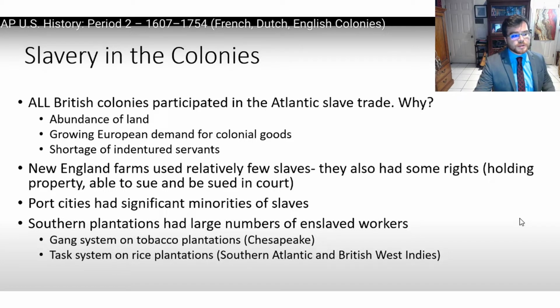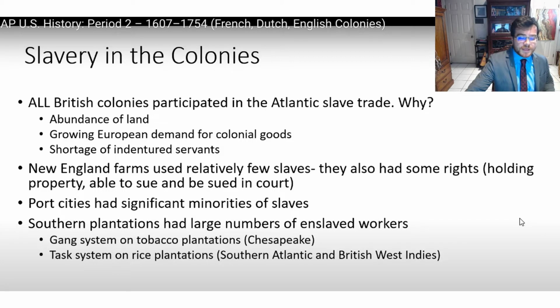So let's go over this. All British colonies participated in the Atlantic slave trade. Why? That might be a thing that you could use if they ask, what was a similarity between all the colonies? Well, they all used slaves, even though they didn't need to. You might think, oh, well, slavery, that's for labor-intensive plantation agriculture, like in the southern colonies. Not in this case. Counterintuitively, every North American British colony relied on slavery in some way or another.